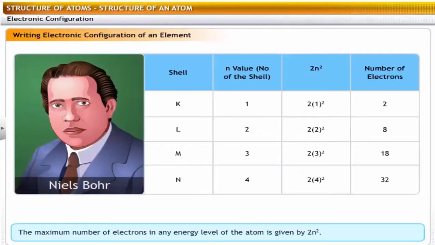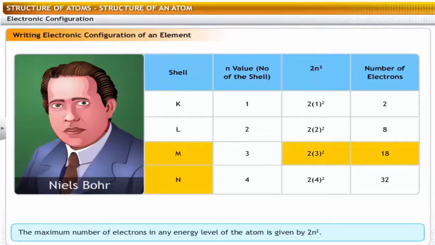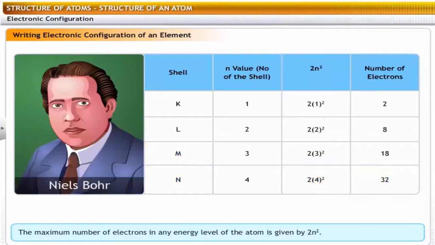According to Bohr's model of an atom, the first energy level K can have 2 electrons. The maximum number of electrons which can be accommodated in shell L is 2 multiplied by 2 to the power of 2, equal to 8. Similarly, for M and N shells, the maximum number of electrons that can be accommodated are 2 multiplied by 3 to the power of 2 equals 18 and 2 multiplied by 4 to the power of 2 equals 32, respectively.